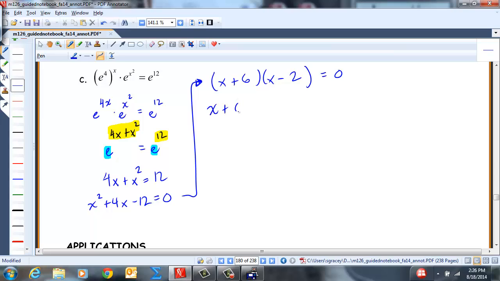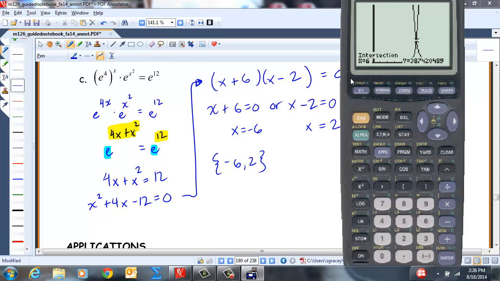So we have x plus 6 is 0, or x minus 2 is 0. So x is -6, or x is 2. So these are two answers, and let's check out the graph. This will be another kind of weird window.